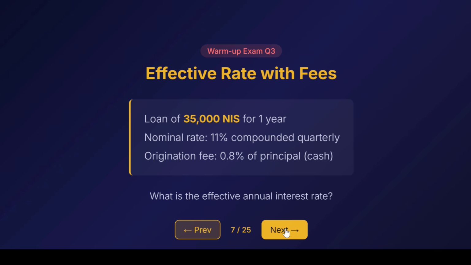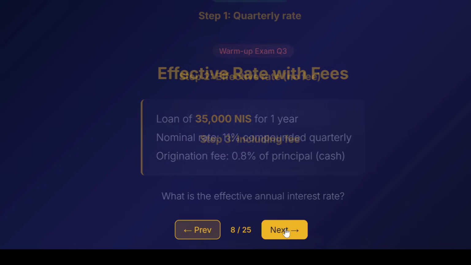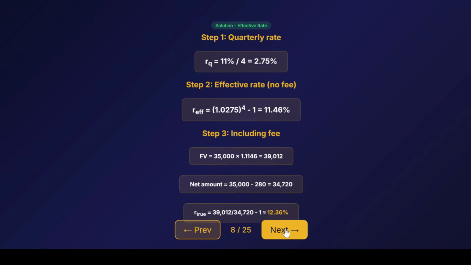Topic 4. Loan amortization, equal principal payments. A loan of 50,000 shekels for 4 years at 8%, with equal annual principal payments. Each year's principal payment is 12,500 shekels. In the first year, interest is 4,000. By the fourth year, interest drops to 1,000 as the balance decreases. Key insight. With equal principal payments, interest and total payments decrease each year.